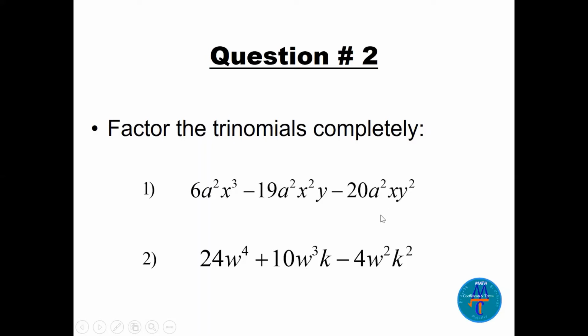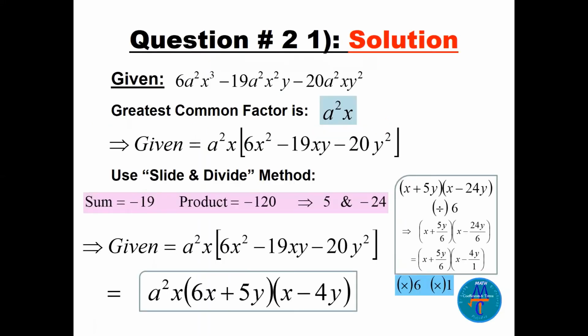Now, this is more difficult actually, but I will help you. The greatest common factor we see here is a squared x. See, there are no numbers common. 6, 19, 20, ugly numbers. Just leave it. A squared and x, so I can write it outside here. Now what's inside? 6x squared minus 19xy minus 20y squared.